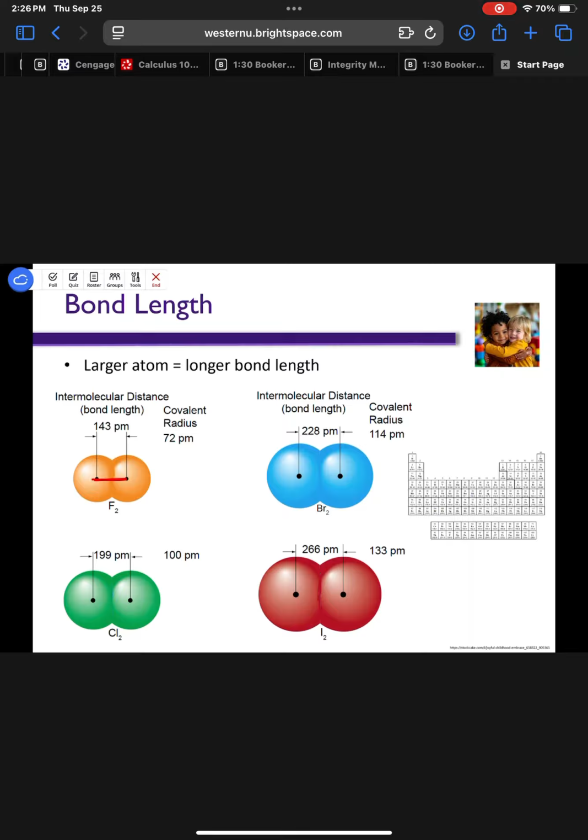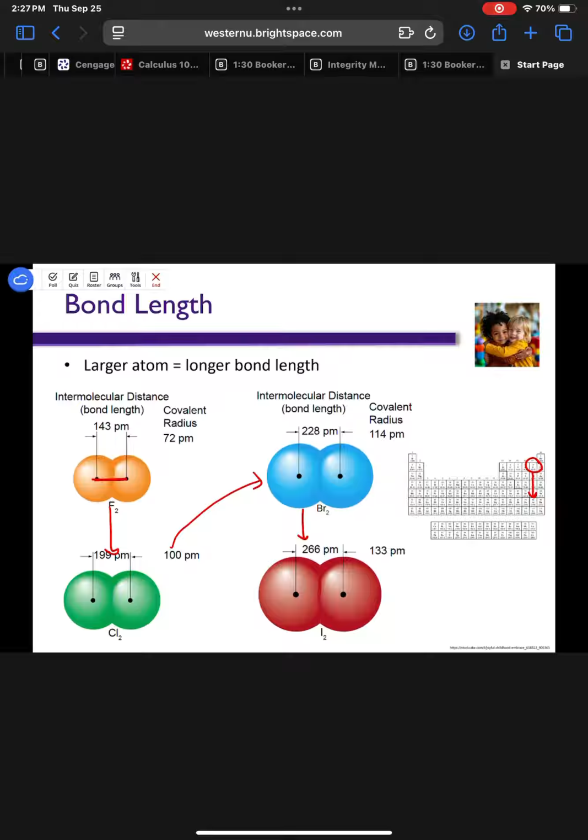And as you would probably expect, as we go from fluorine all the way down to iodine, the bond length is increasing. Why? Well, we just have larger atoms. Their valence electrons are in larger orbitals. Those electrons are hanging out further and further away from the nucleus.